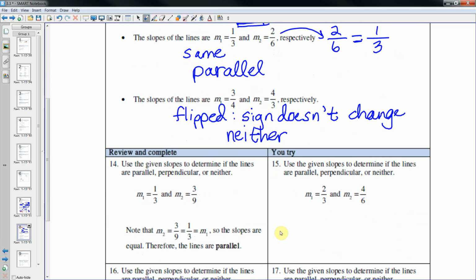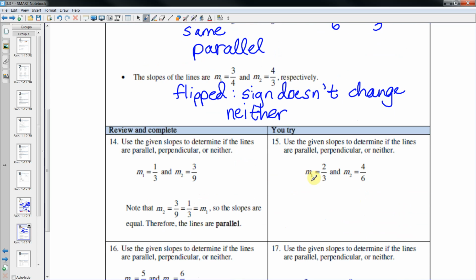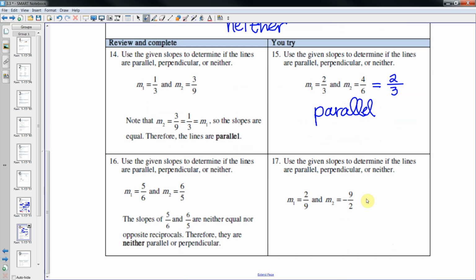Okay, let's try these at the bottom. Use the slopes to determine if the lines are parallel, perpendicular, or neither. Here's another one where I've got 4 over 6. I can reduce that by 2's. That reduces to 2 over 3. So I have 2 over 3 and 2 over 3. That means that they're the same, so these are parallel lines. Okay, the one underneath it, you've got 2/9, and then I've got 9 over 2 with a negative in front, so I flipped it and I changed its sign. That makes it perpendicular. And there's a little bit about parallel and perpendicular lines.